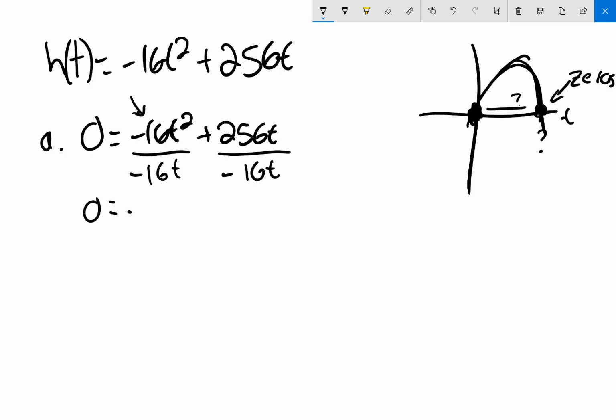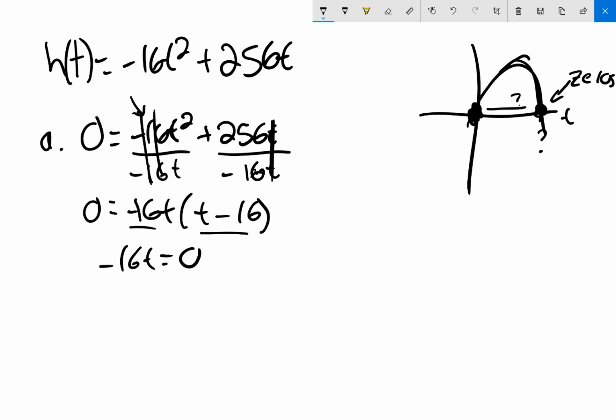So when I factor that out, I've got negative 16t on the outside, and then t minus 16 on the inside. The first term, the negative 16 cancels out, and I'm just left with t. For the second term, the t's cancel, and 256 divided by negative 16 is negative 16. So that's where that minus 16 comes from. So I factored. Now all I have are two pieces of an equation equal to 0: negative 16t equal to 0, and t minus 16 equal to 0.